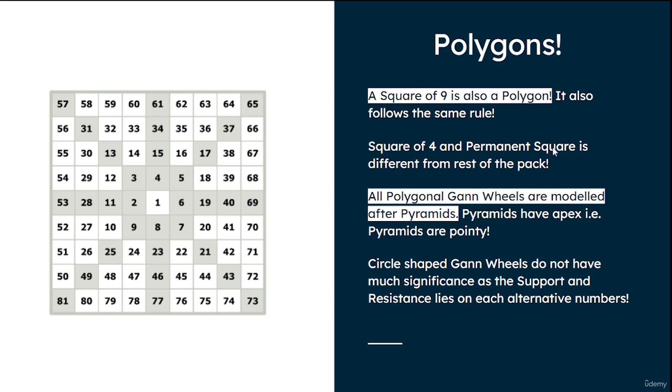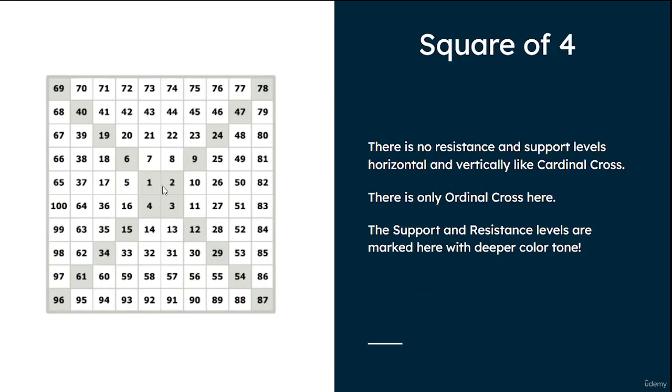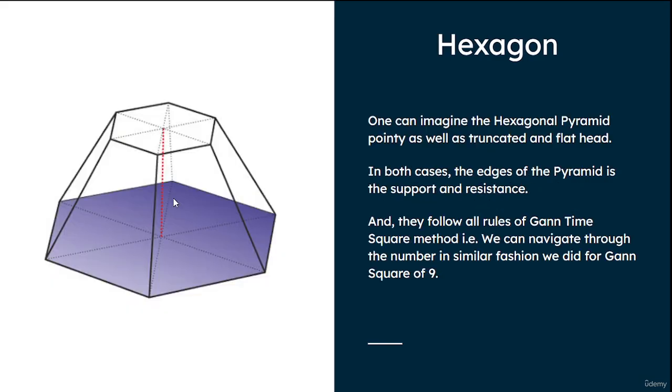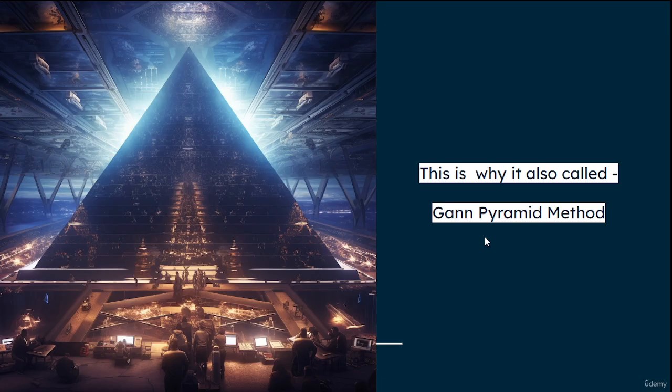Square of 4 and permanent square is different from the rest of the pack. See, the square of 4 is not pointy. All pyramids are pointy. The square of 4 has 4 numbers in the first part. It is like a pyramid with the top sliced off here. So the square of 9 is not pointy. Square of 4 is not pointy at all. So square of 4 permanent square is different from the pack, and rest of them are same. So this is why it is also called Gann pyramid method.